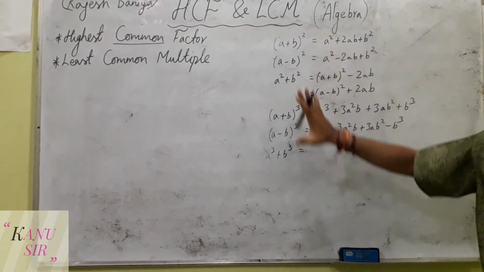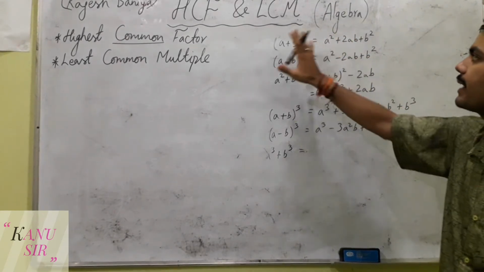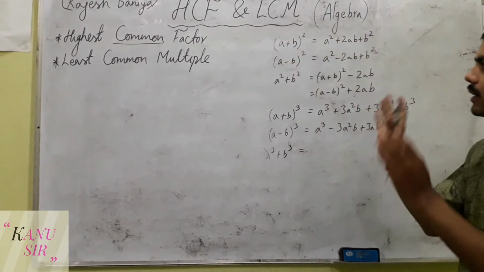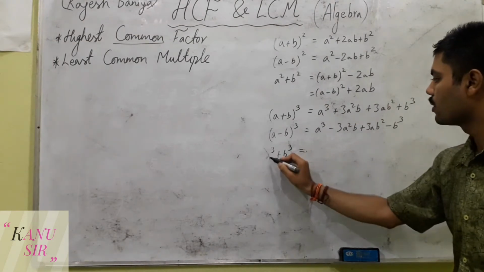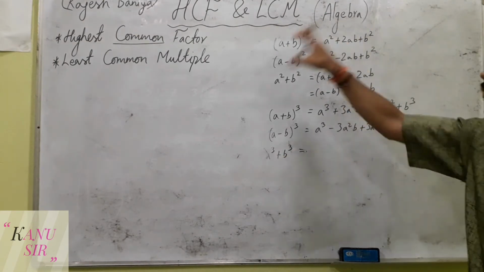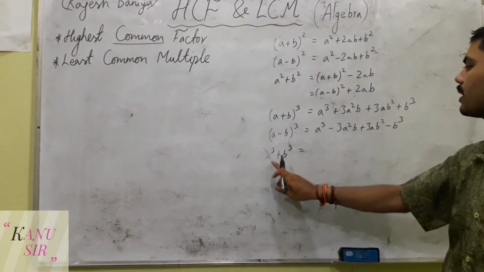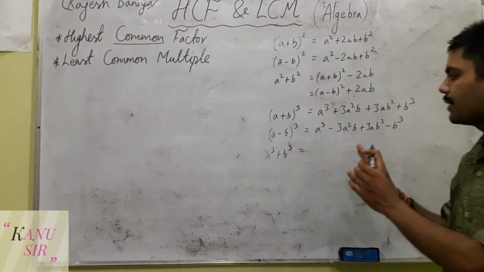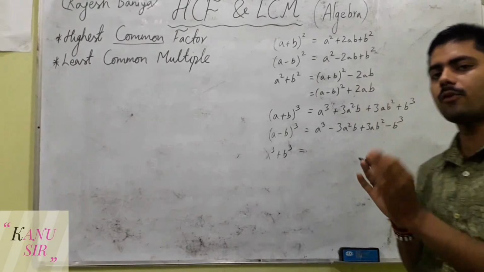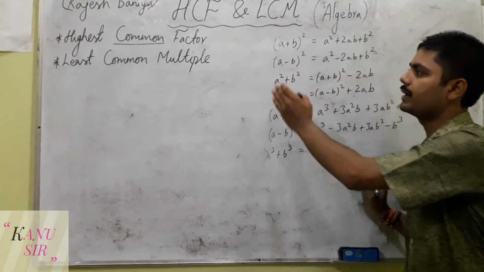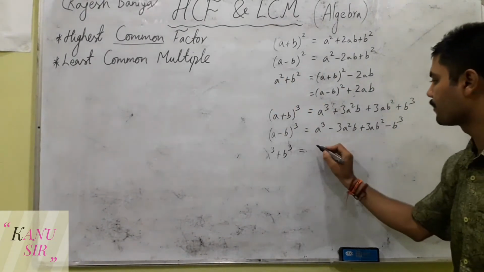I am actually giving the formulas that are needed while finding the HCF and LCM of given expressions. So these are the only formulas that are required. There are some other formulas of a square, b square, a minus b, or a cube plus b cube also, but I will be giving just some required important formulas that are used for finding the HCF and LCM.